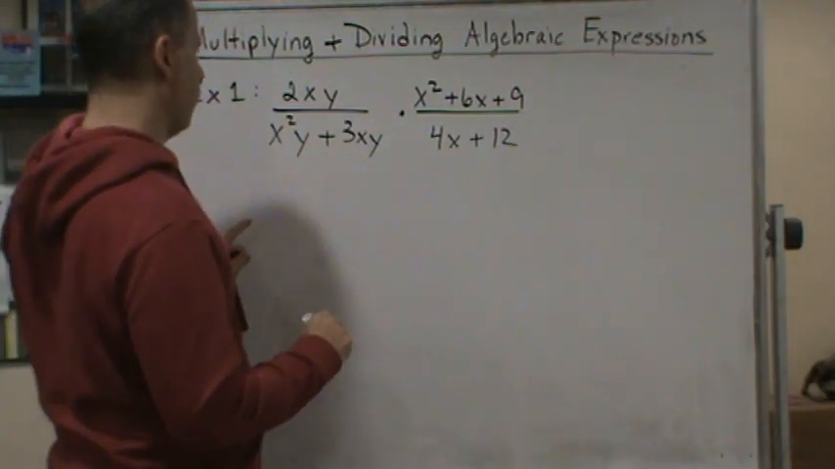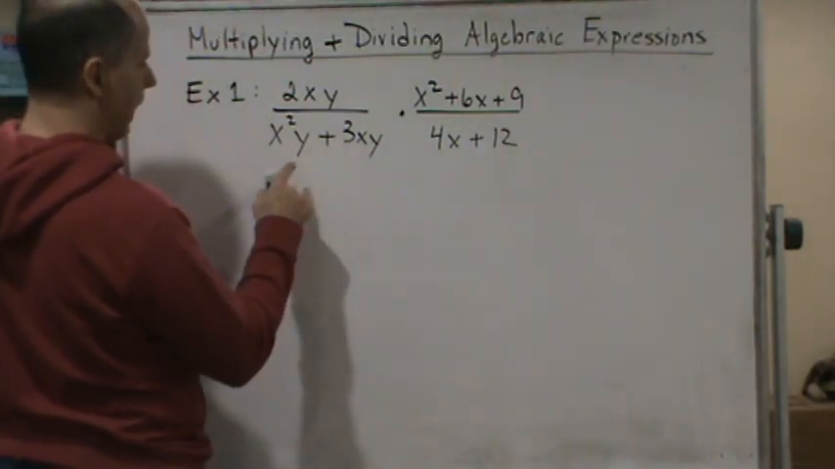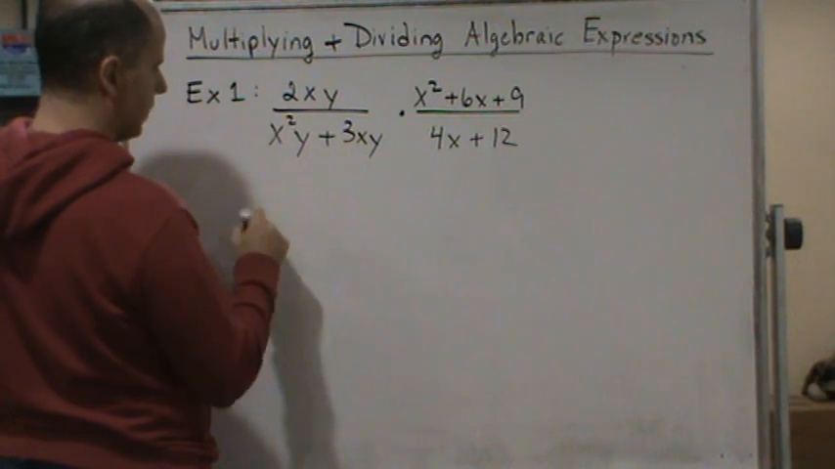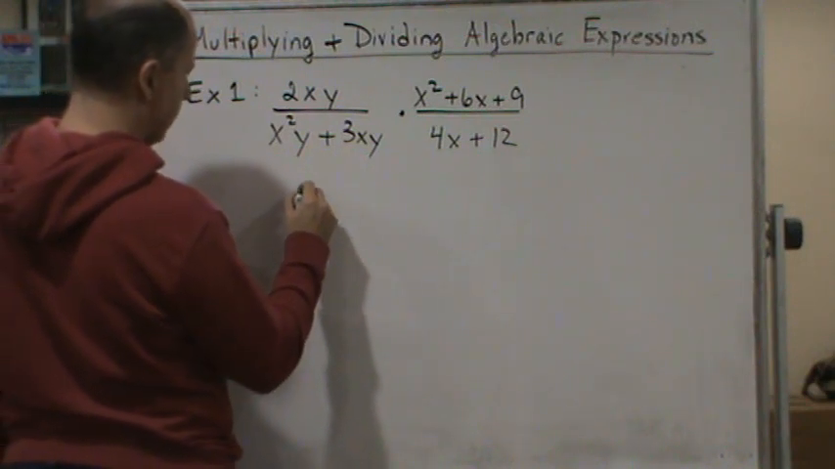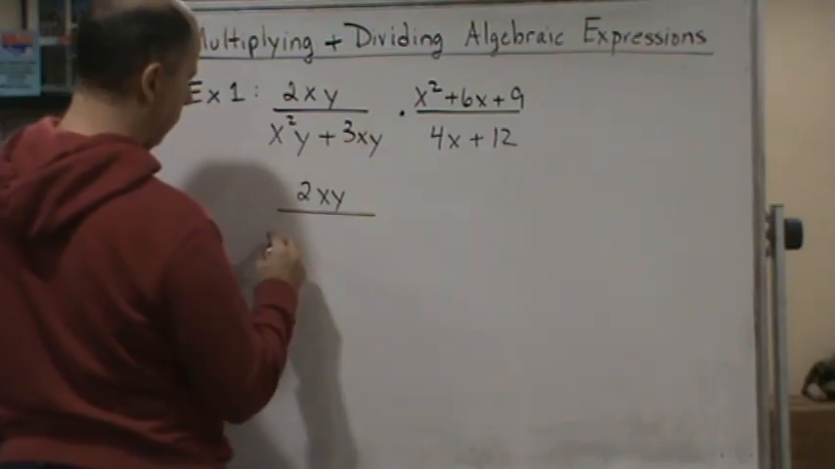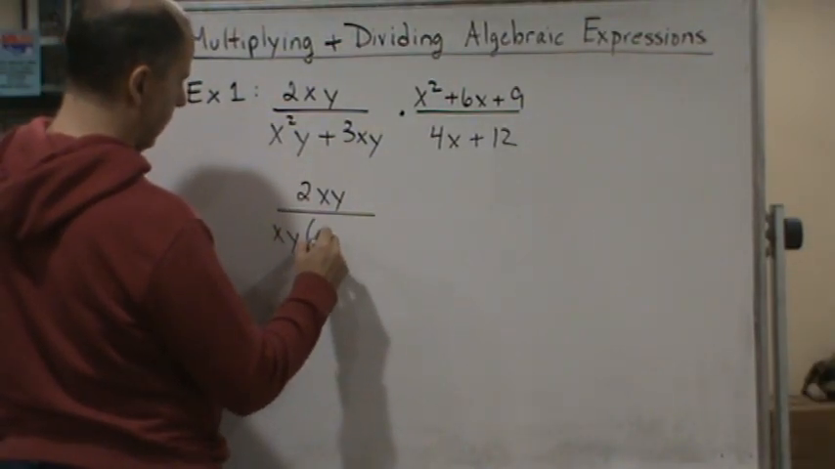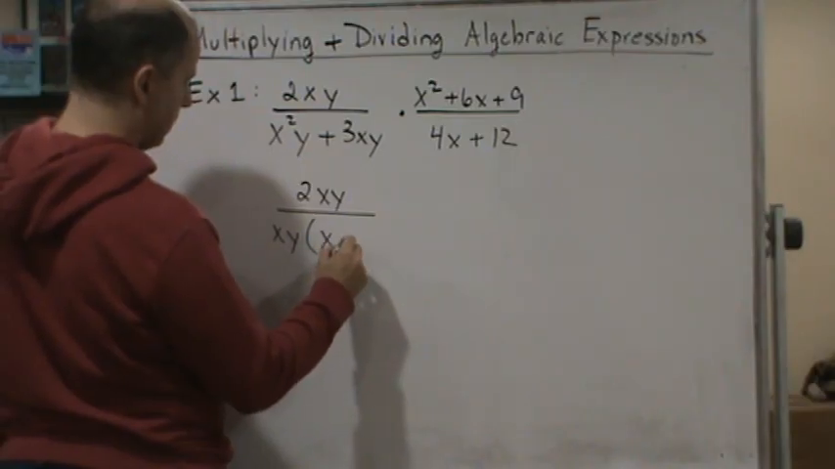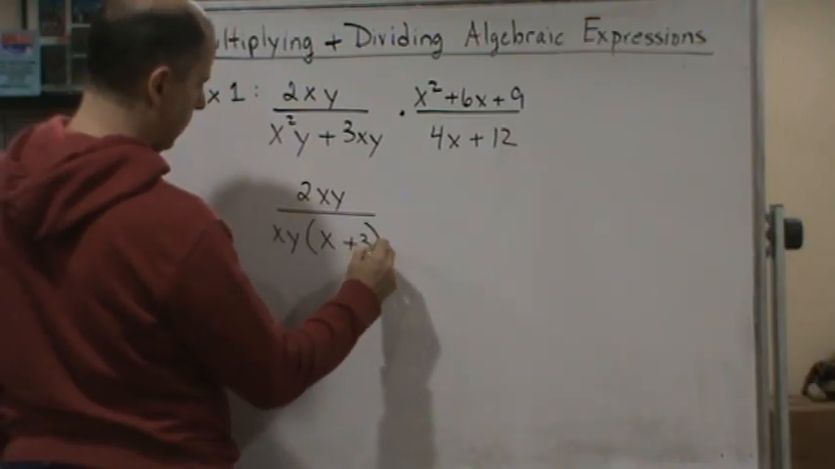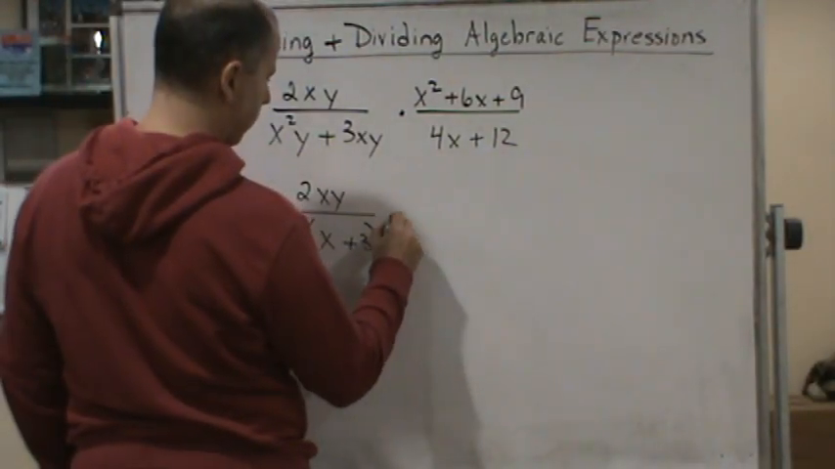Okay, so the first thing we're going to do is factor these out. Here I can factor out an x and a y, so I can write this as 2xy over xy times x plus 3. Now I'm going to do the same thing for the other term.